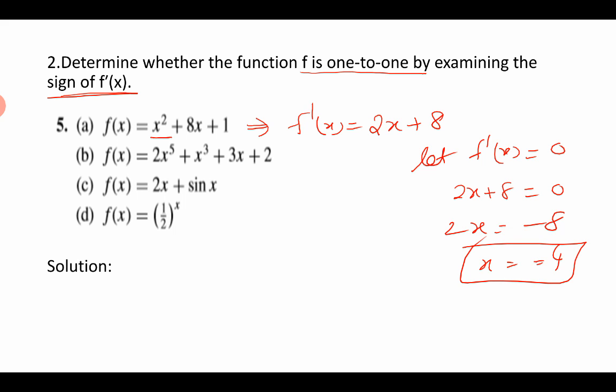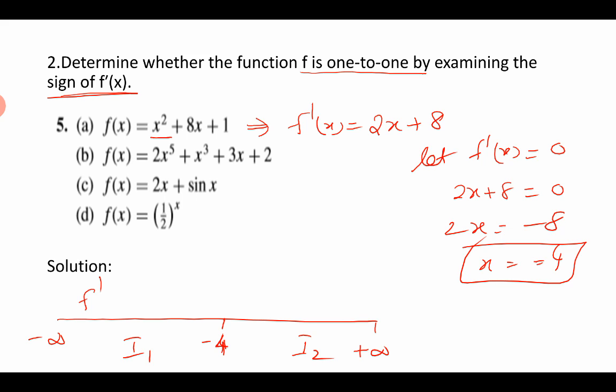Why should I find negative 4? The point is, the real line from negative infinity to positive infinity is separated into two parts: minus infinity to minus 4, and minus 4 to plus infinity. There are two intervals. In this interval, find the value of f prime of x. Take some value lesser than negative 4, within negative infinity. So we can take negative 5.